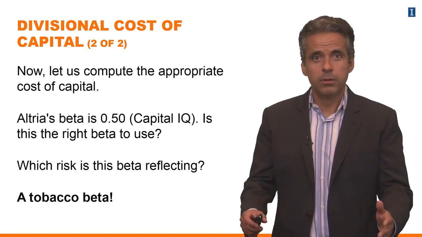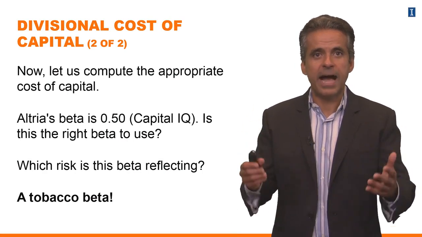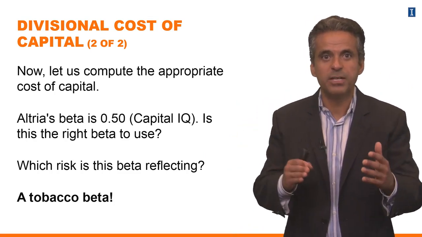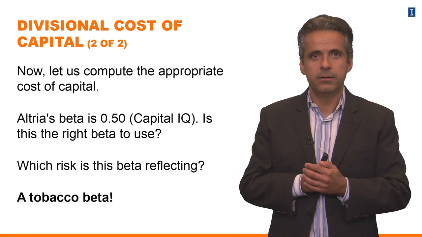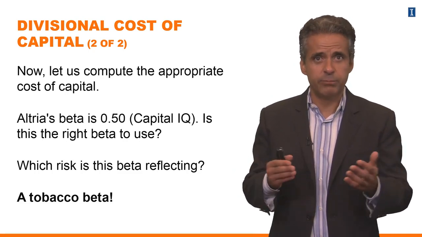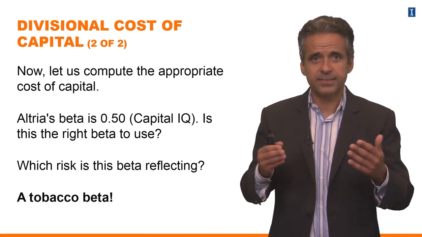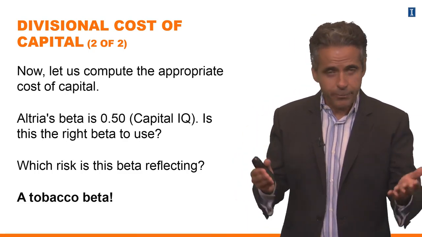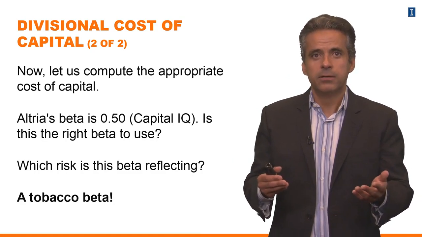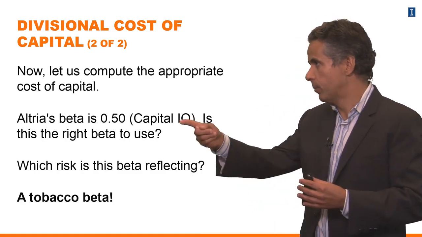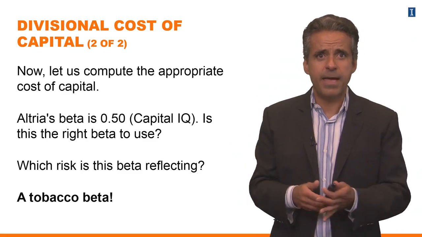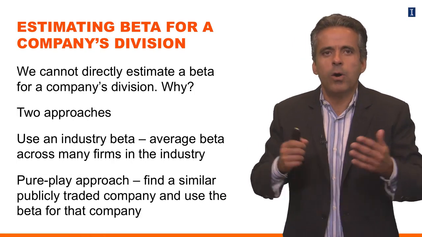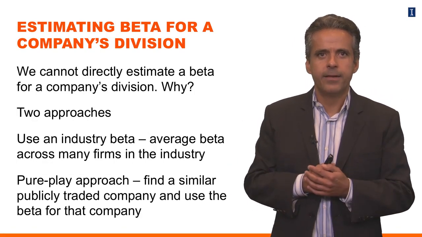How do we know? Because most of the company is tobacco, right? If you look at the market value of Altria, it's going to be driven mostly by the tobacco division, right? If you look at the table that we just worked with, most of the assets are invested in tobacco, most of the profits come from tobacco, most of the equity value is going to reflect tobacco. There is no guarantee that if we use 0.5, we're actually going to be measuring a wine beta, okay? So now what we need to think about is how do we do it, right?